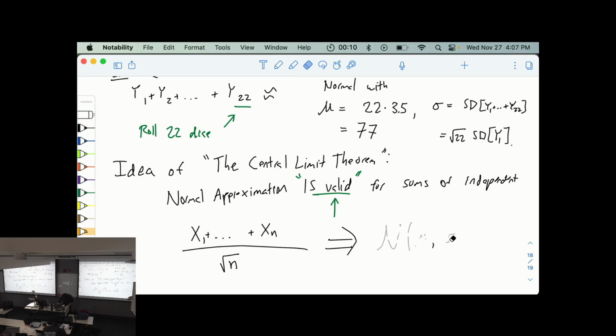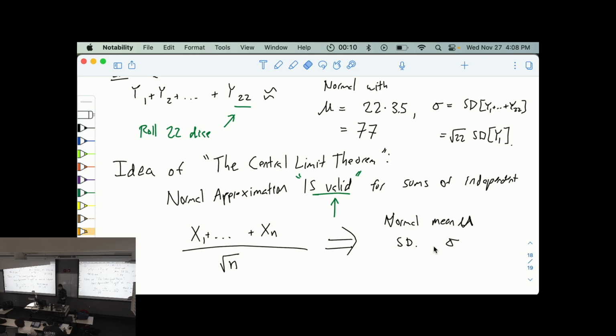Let me write it out in words. Normal with mean mu and standard deviation sigma. So if you properly normalize things by dividing by square root of n, then they will fat arrow converge to sigma. Fat arrow means the distributions get closer and closer together. We saw the fat arrow convergence for dice converging to a uniform. Technically, it's called convergence in distribution. And that's the statement of the central limit theorem, or at least the idea of it.